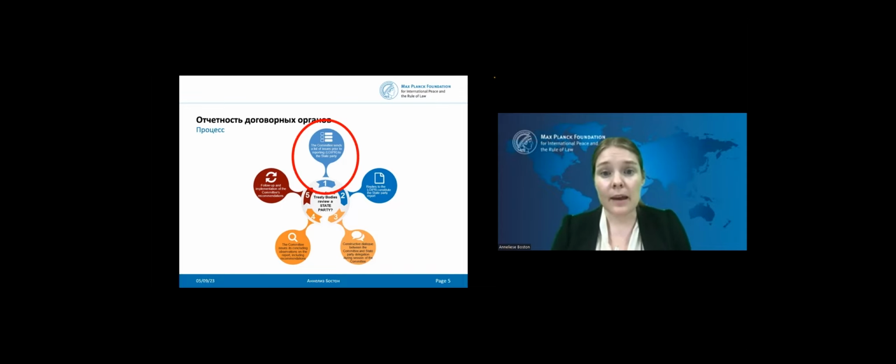So you can send this to the committee itself. The committees have their own deadlines, but most require about 3 months before they themselves are going to issue the list of issues prior to reporting. Importantly, you can see all the deadlines on the OHCHR website.